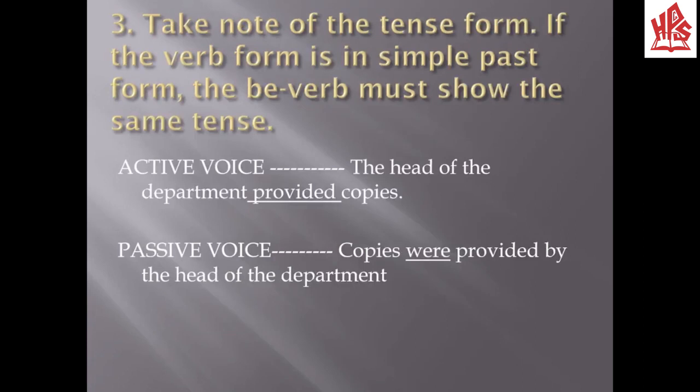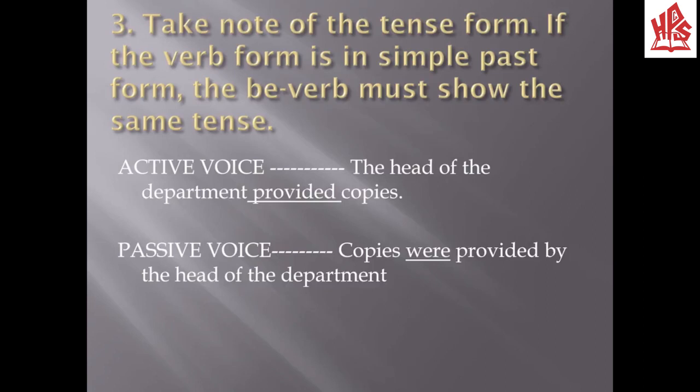Take note of the tense form. If the verb form is in simple past form, the be verb must show the same tense. Active voice: the head of the department provided copies. This sentence has been taken from the tense past simple. You can see that there is a second form which indicates that this is past simple tense. While changing it into the passive voice, bring your object as your subject and write your subject as your object. Copies were provided by the head of the department.